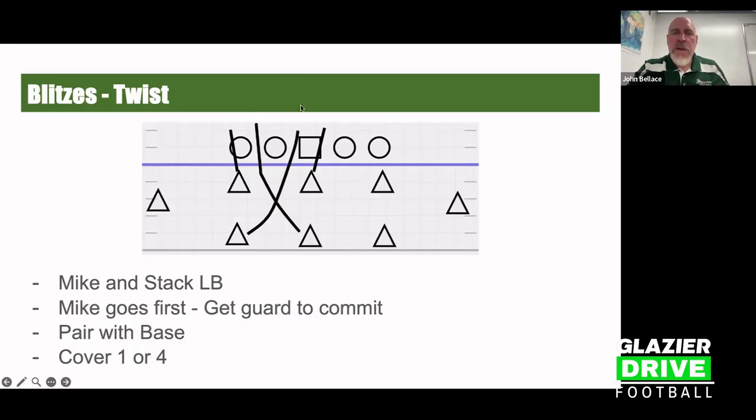Okay. But again, this is one of those times where if they show it early, good offensive lines will just make a call and pick it up. So he can show early. We want him to not show it until it's ready to go. We would pair this with base to make sure that we don't end up with people in the same gaps. And we would play probably 1 or 4 behind it.